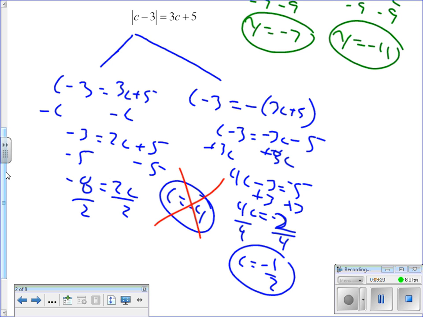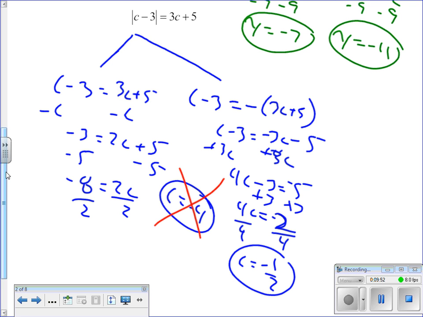Now, which means if I were a betting man, I'd bet that the other one would work. But no guarantees. That's why I don't bet. Negative 1/2 minus 3 is negative 3.5. Absolute value, that's 3.5. Negative 1/2 times 3 is negative 1.5. Negative 1.5 plus 5 is 3.5. 3.5 is equal to 3.5. This one's good. This one's not good.